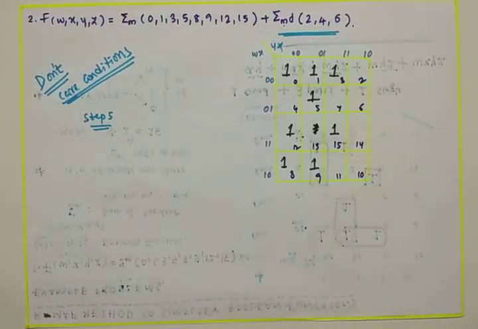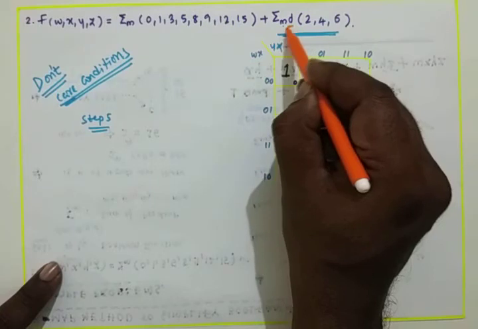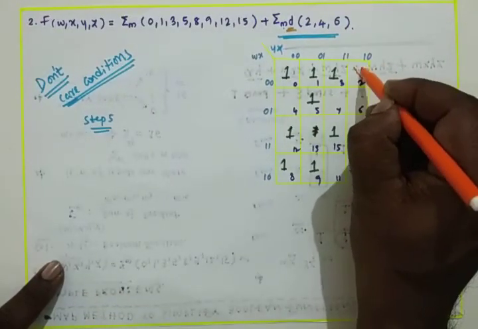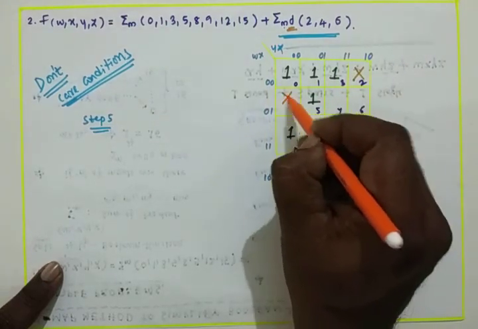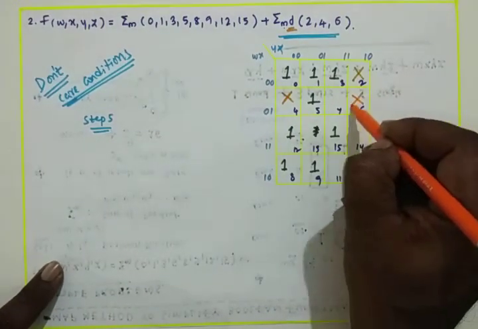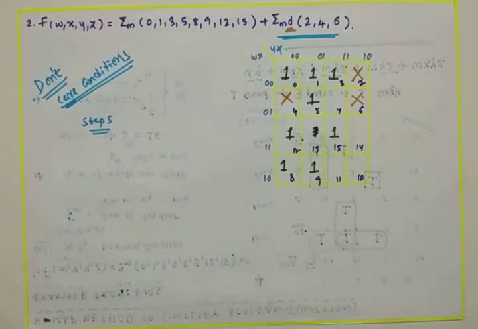Now additionally we have 2, 4, 6. These are the don't care conditions, so you put a cross mark. 2 is a cross mark, 4 is also a cross mark, and 6 is also a cross mark. Now I have included the additional 3 boxes, 2, 4, 6. By including these cross boxes, we have to form the grouping.